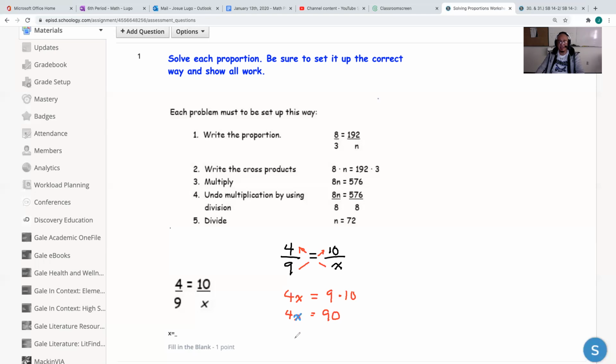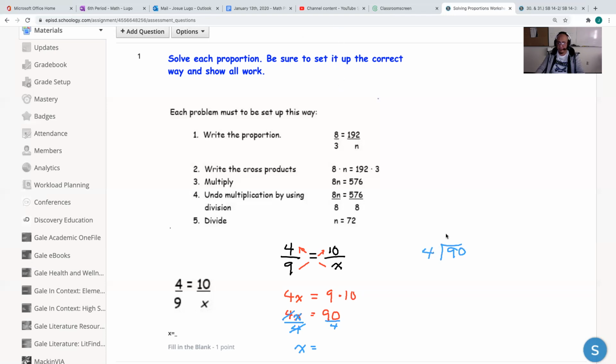Let's isolate the variable. How can I get x by itself here on this left side? Well, let's get rid of this times 4. The way that I get rid of multiplication is division. So I'm going to divide by 4. That cancels that. X is now isolated. However, whatever I do to one side, I must do to the other. So x will equal whatever 90 divided by 4 is. So 90 divided by 4, let me work that off here on the side. 90 divided by 4.